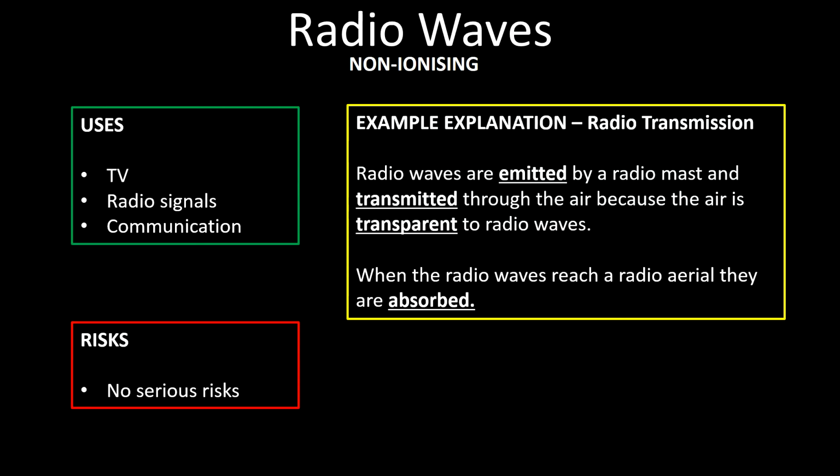Okay, so when you're doing these descriptions of how these applications work, make sure you're using the keywords. So emitted, transmitted here. There's also reflected and absorbed. Those four words, emitted, transmitted, reflected, absorbed, are the critical ones to try and use. Try to avoid saying things like given out by and travels through instead, because there are often marks in the mark scheme specifically for those words. Okay, so try and keep an eye out for those as we go through other uses.